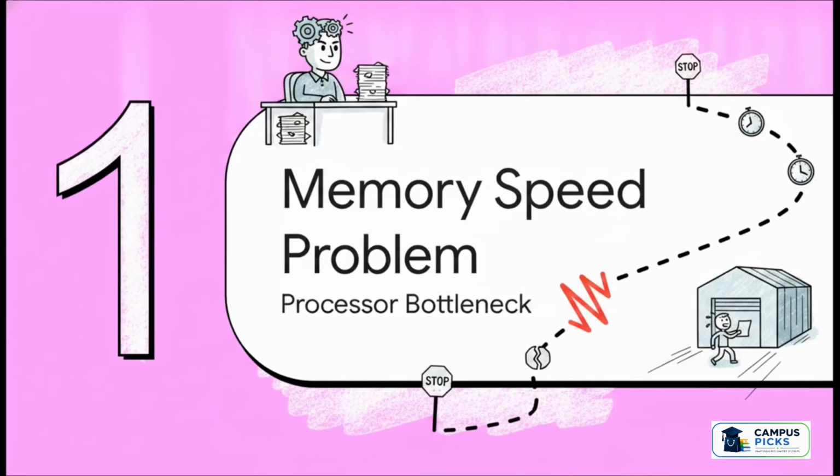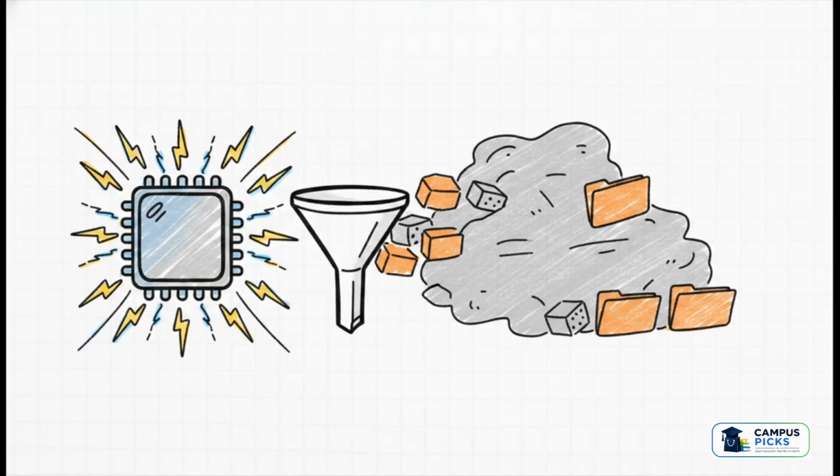Kicking things off with Part 1, the memory speed problem and the processor bottleneck. To really wrap our heads around this, imagine your CPU is a brilliant, hyper-efficient worker sitting at a desk. If they have the documents they need right in front of them, boom, they work miracles. But if they have to stand up and walk all the way across town to a warehouse for every single piece of paper, well, the whole system just grinds to a halt.